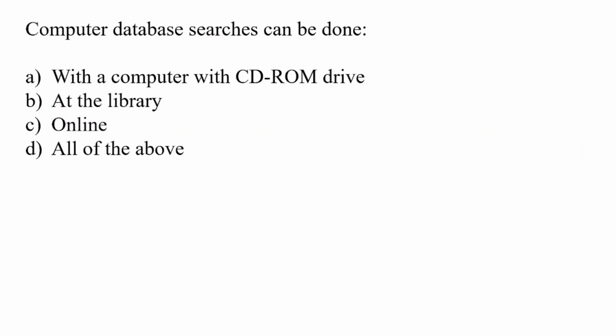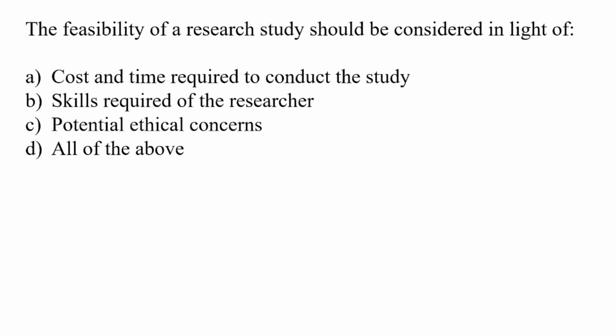So next question, this is also very basic. Computer database searches can be done with all of the above. It's not that important a question. So next question is, the feasibility of a research study should be considered in light of cost and time required to conduct the study, skills required of the researcher, and potential ethical concerns. All the above. Correct. So everything should be kept in mind when you are writing down a research plan.